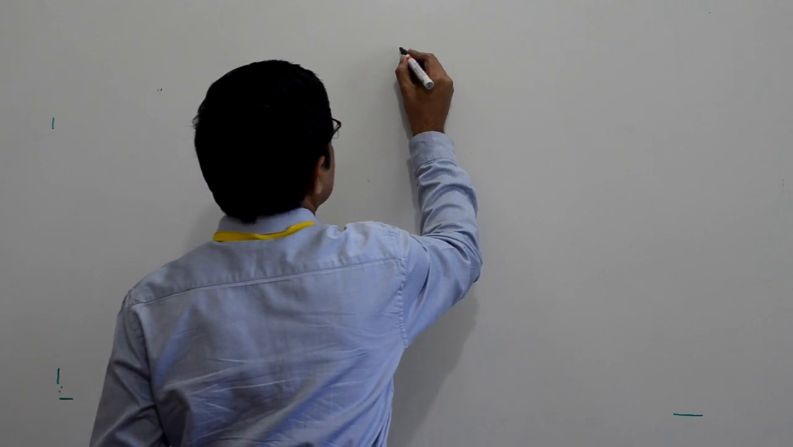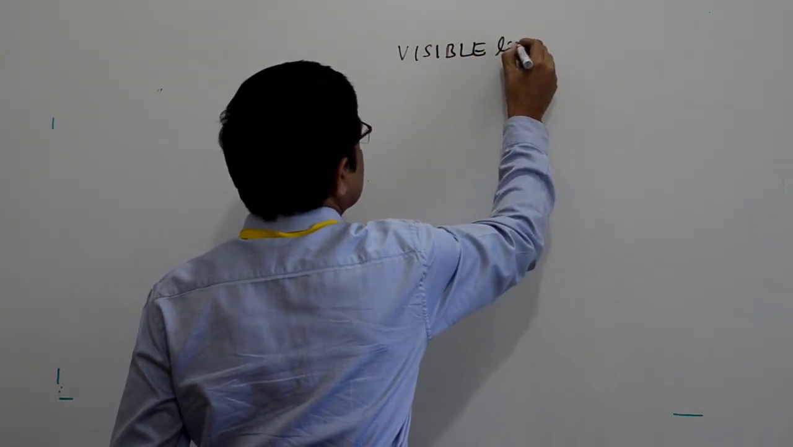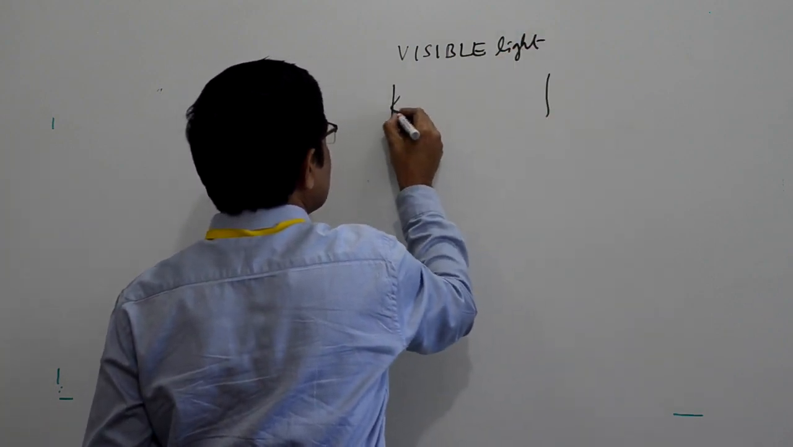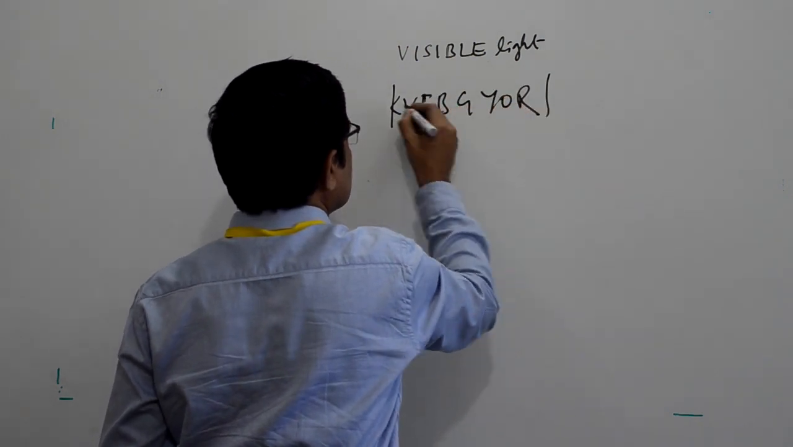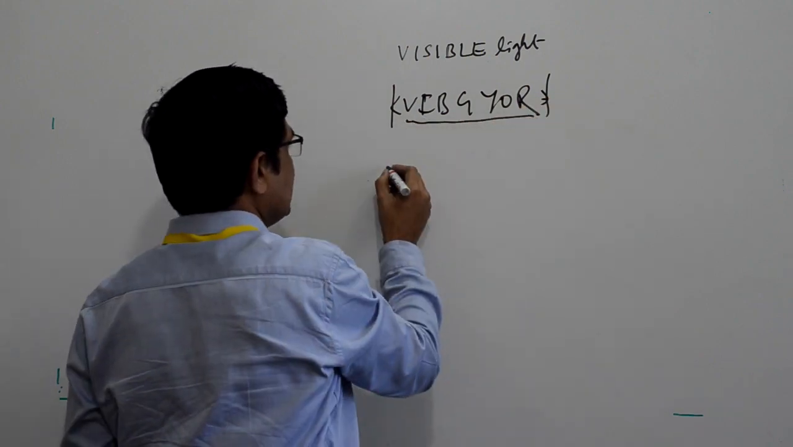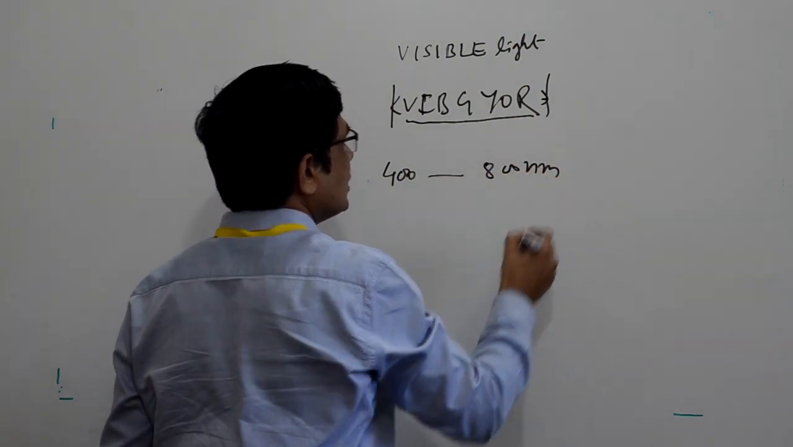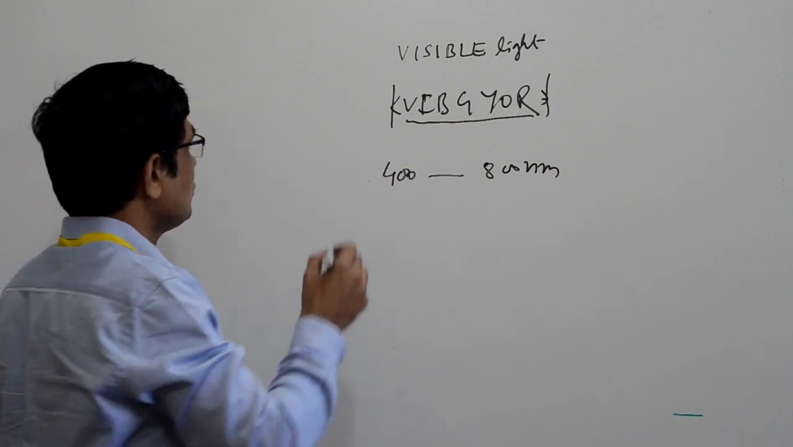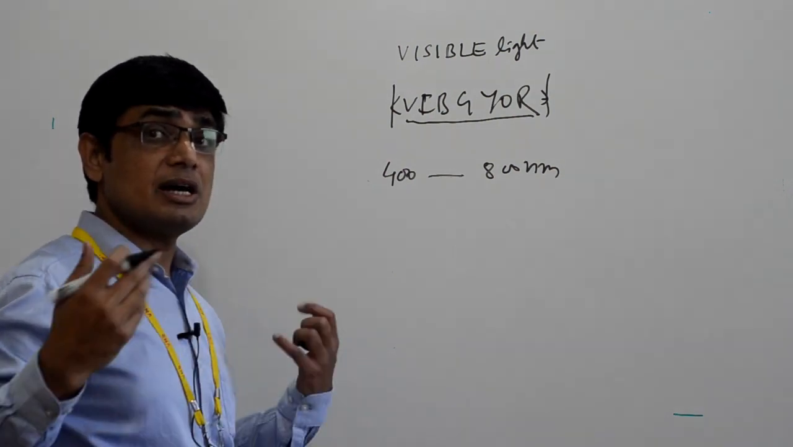Okay, visible light. Visible light is made of 7 colors, and the range of visible light is 400 to 800 nanometers. So where will the UV light and the IR light be?